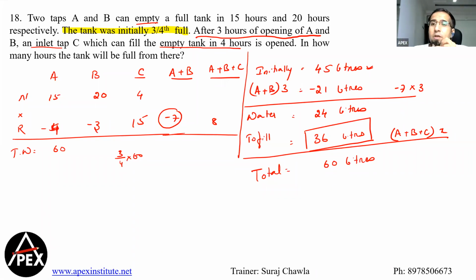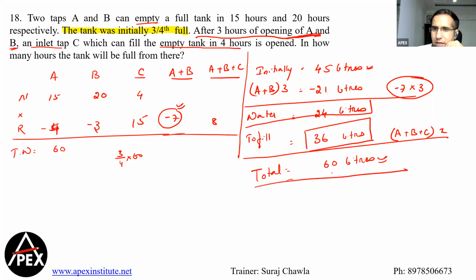Yeah. So for 3 hours, A and B were open. In 1 hour, A and B can leak out 7. So in 3 hours, A and B will leak out 3 into 7. Is this point clear? So they're leaking out 21 liters, which means the water in the tank now was how much? 24 liters. 45 minus 21. And the total tank to be filled is 60 liters capacity, which means to fill, we have 36 more liters.